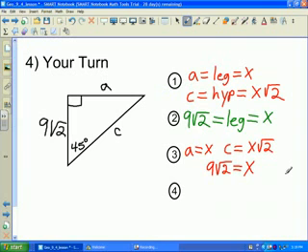Well, we can set up our equations. We know a equals x, and we know c equals x square root 2, and 9 square root 2 equals x. So a is going to be pretty easy to find. a will be whatever x is, and x is 9 square root 2. Halfway done.